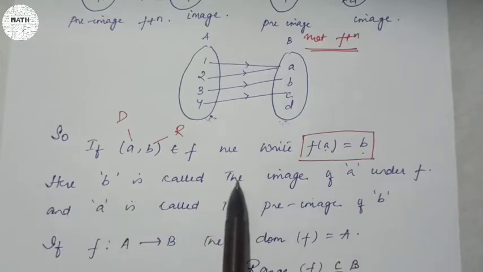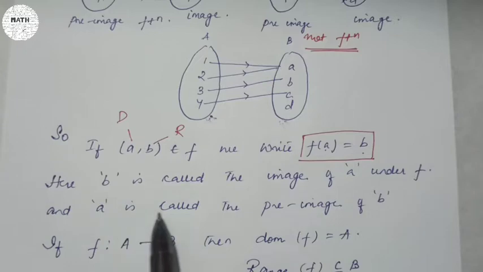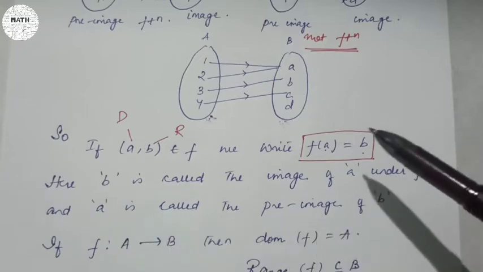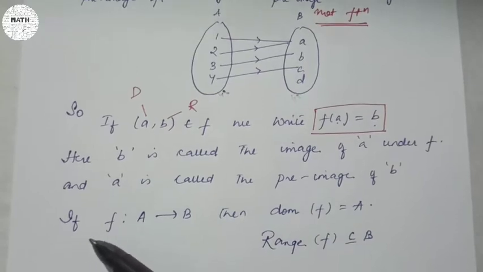Here b is called the image of a under f, and a is called the pre-image of b, which we already did over here also. Again, it's given that if f: A → B, then the domain would be your set A, and the range will be a subset of your set B. So that's all about your definition of function.